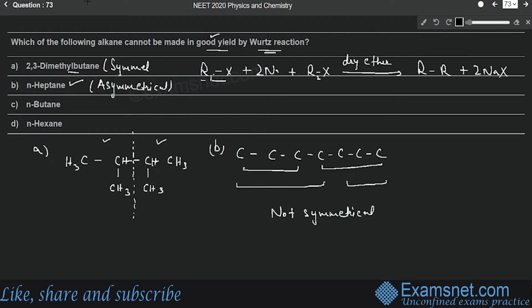Why? Because even if we talk about n-butane, it has 4 carbons, so 1, 2, 3, 4. It can easily be divided into 2 equal parts. It is also symmetrical, 2 plus 2 carbons. Similarly, for n-hexane, we can find 3 this side and 3 this side. So only n-heptane is asymmetrical. So this will not produce good yield. So option B will be the correct answer.